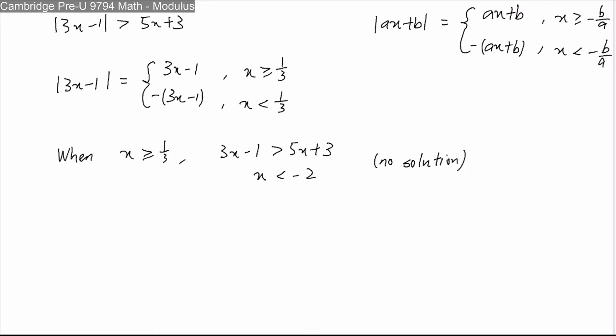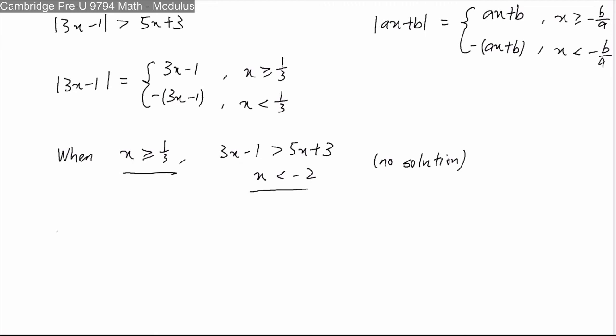Why do we say so? It is because we already mentioned that x takes values which are greater or equals to 1 over 3. But when we solve, the solution that we get is x is less than or equals to negative 2. So basically these two ranges are not related at all. So for the first part, we do not have a real solution.